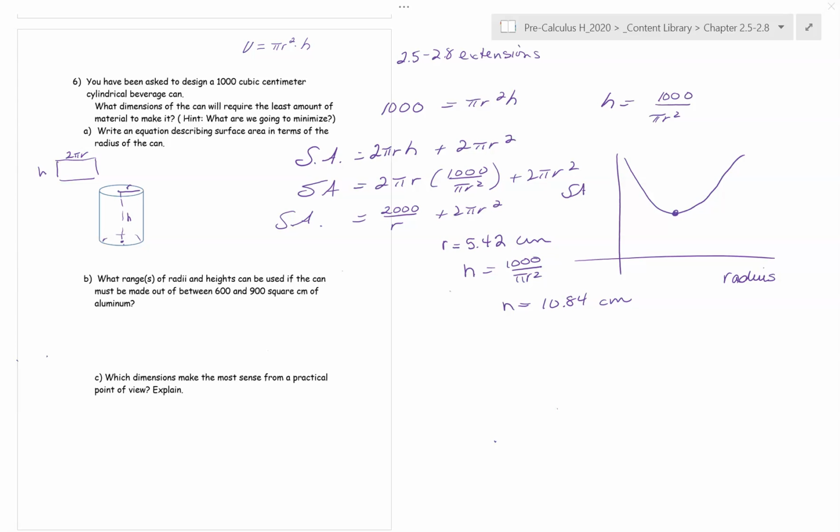But now there's another parameter. The design team now has to find the ranges of radii and heights that can be used. We must use between 600 and 900 square centimeters of aluminum. So now we're going to go back to our calculator, and we're going to let y be 900 and 600, and we need to use intersect to find these points. We need to find the corresponding radii and heights of the can, the dimensions, that would correspond with 600 and 900 square centimeters of aluminum. Go ahead and pause the video and use your calculator to find those points, please.